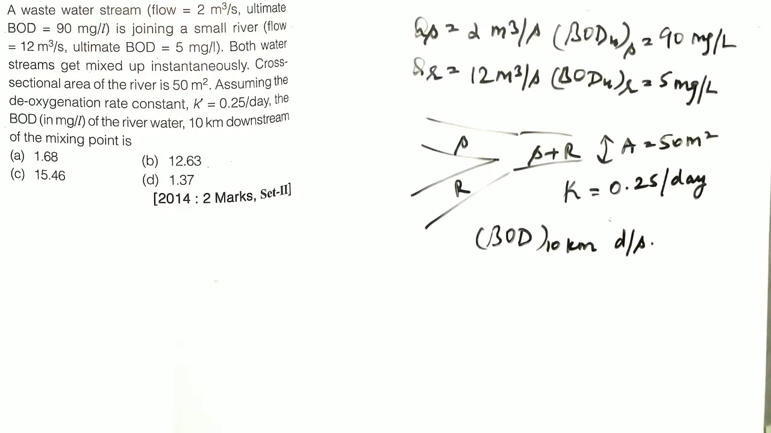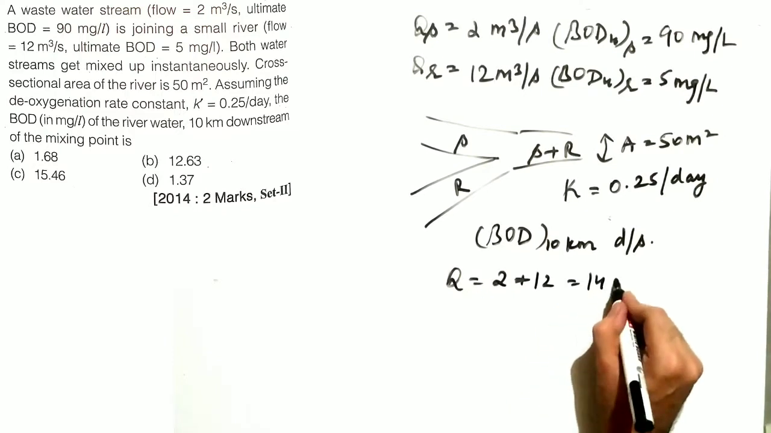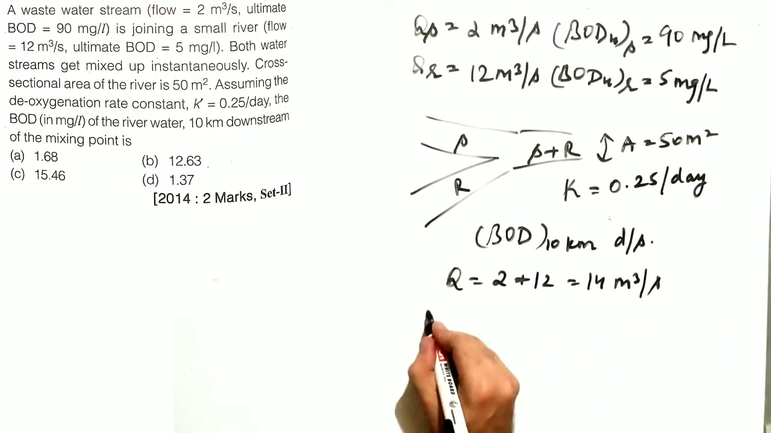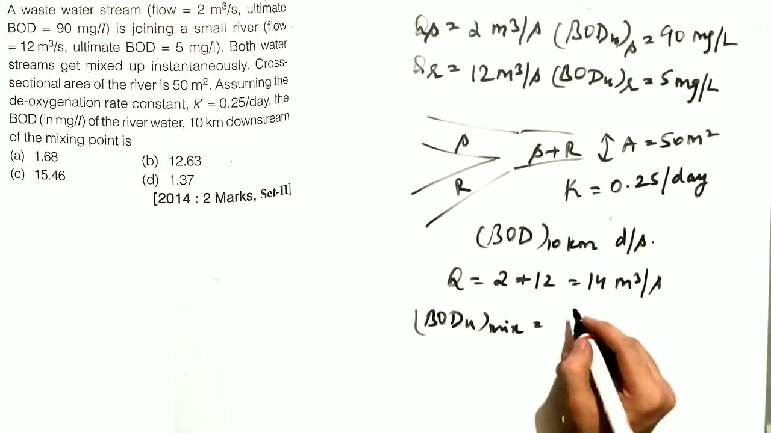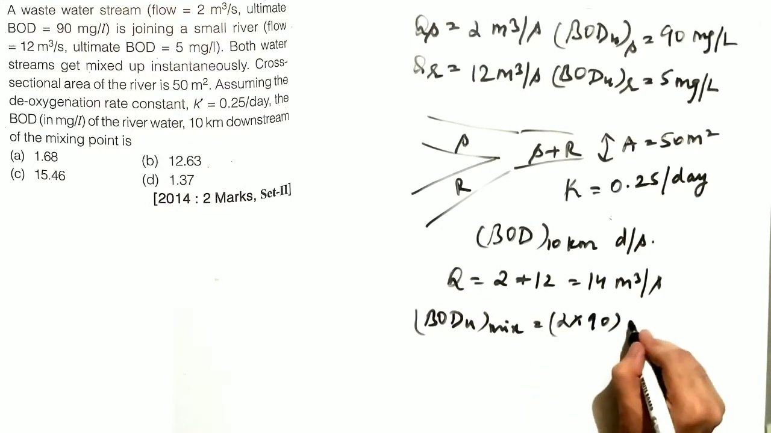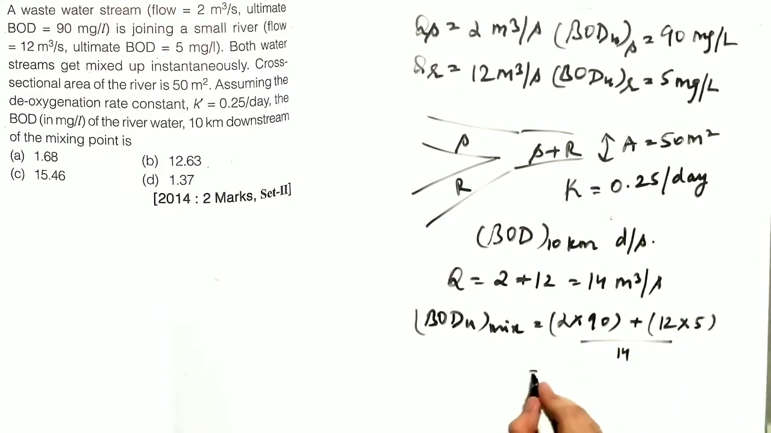So this is a very good question. First of all, you have to calculate the ultimate BOD value of the mix. The total discharge will be equal to 2 plus 12, so it will be 14 meter cube per second. You can calculate the ultimate BOD of the mix by the weighted average rule: 2 into 90 plus 12 into 5, divided by 14, which comes out to be 17.1428 milligram per liter. This is the ultimate BOD of the mix.